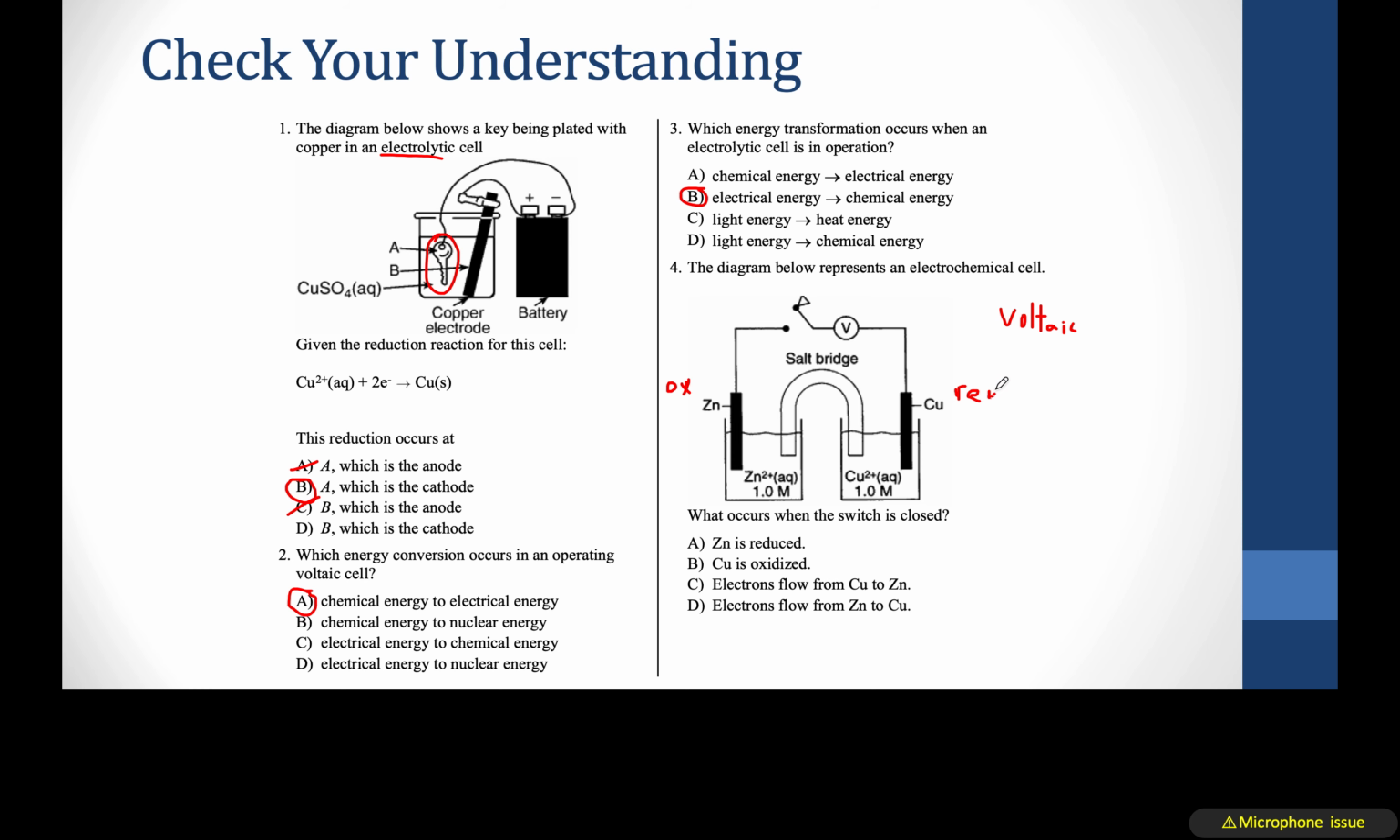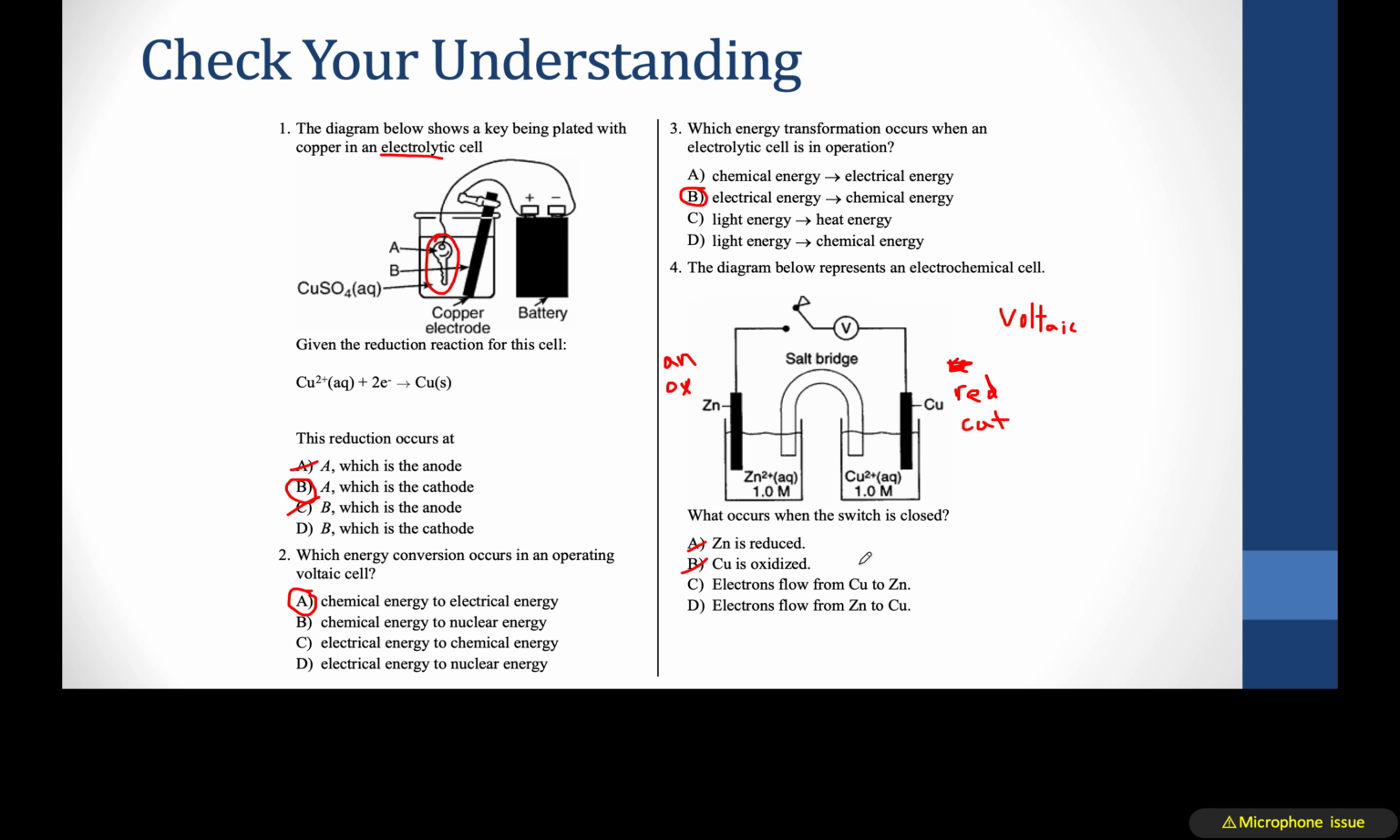Okay, and we know red cat and an ox, right? So reduction at the cathode. Oops, I'm writing reduction again. Red cat, this must be the cathode. Okay, and ox, this must be the anode. Okay, and it's going to ask about, okay, so let's look at these two. These are probably wrong, right? So zinc is reduced. Nope, zinc's oxidized. Copper is oxidized. Nope, copper is reduced.